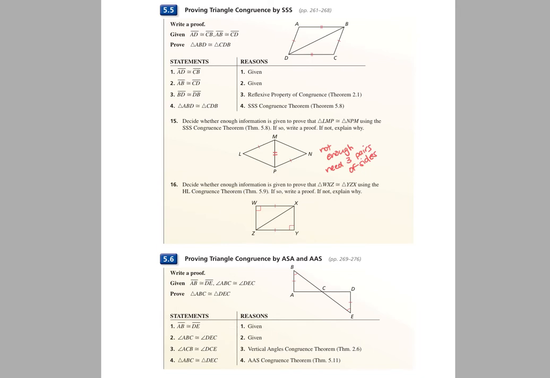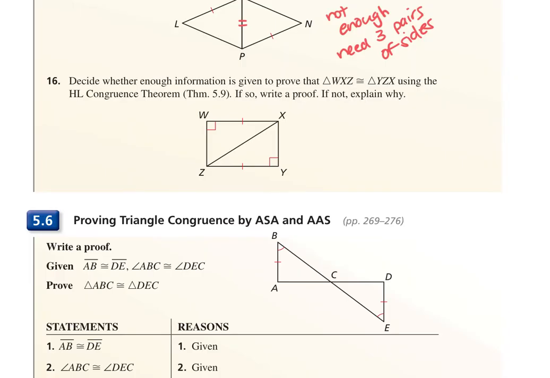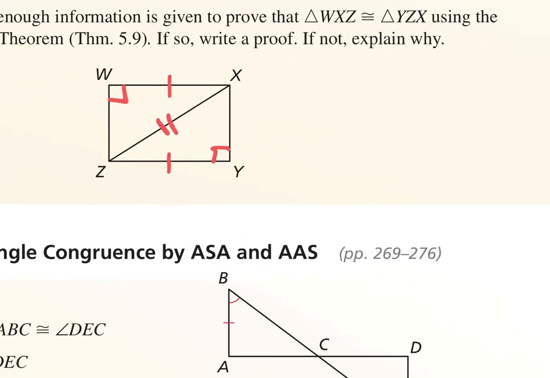Anything else from 5.5? Because 5.6 is actually on the other side. Okay. Number 16 says to decide whether enough information is given to prove the triangles are congruent using hypotenuse leg. So for hypotenuse leg, you have to have the right angle, which you have. You have to have a pair of legs, which you have. And you have to have the hypotenuse. It's not currently marked, but can you prove that that's congruent? Yeah. And why? Reflexive.